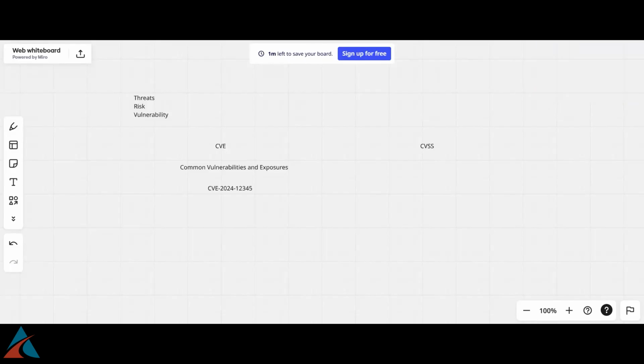So who assigns this CVE? Who gives these unique names? This program is managed by MITRE. So this CVE program is managed by MITRE.